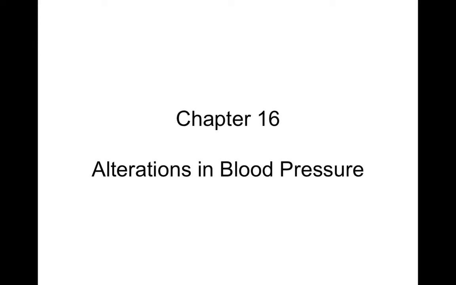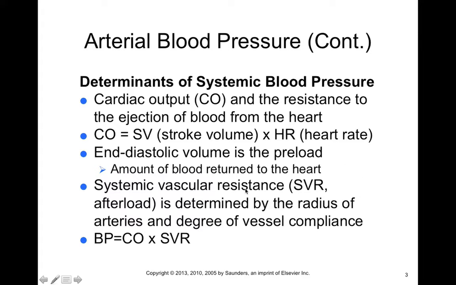Variations in blood pressure. We'll start out this chapter talking about normal methods of blood pressure regulation and then get into those alterations or disease processes later on. So some of the determinants of systemic blood pressure would be things like cardiac output. Remember, cardiac output is equal to stroke volume times heart rate.